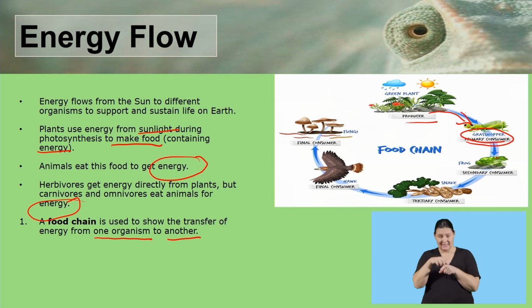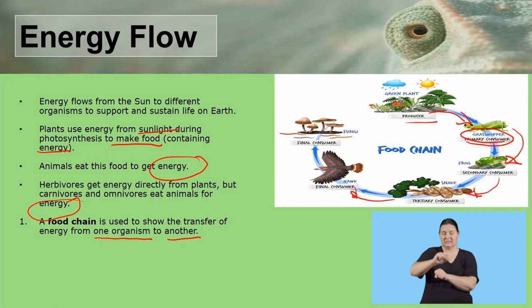From there, the grasshopper is eaten by the frog over here. So the energy moved from the grasshopper to the frog. And then the frog is eaten by the snake, the snake by the hawk, and the hawk dies and then decomposes and is fed on by the fungi. So basically what I'm trying to show you here is that the energy moving from the producers throughout the food chain is done by an organism eating another organism, eating another organism. So that is how a food chain works. It shows the transfer of energy from one organism to the next.